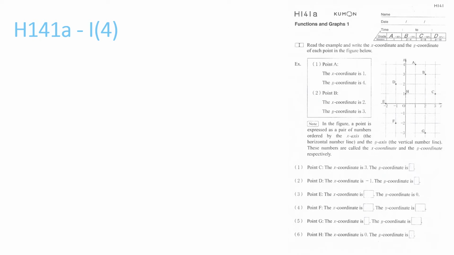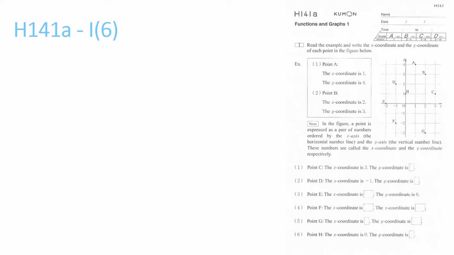Point F, you have to find it. The y-coordinate, this is y, would be negative 2 because that's what it's in line with. And then the x-coordinate would be negative 1 because that's what F is in line with on the x-axis. Point G, we find G on the x-axis, it lines up with 2, so the x-coordinate is 2, and the y-coordinate is negative 3, because that's what it lines up with on the y-axis.